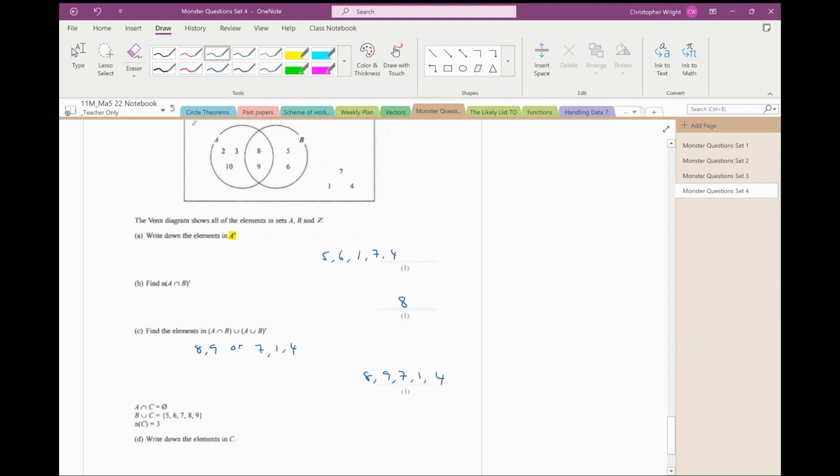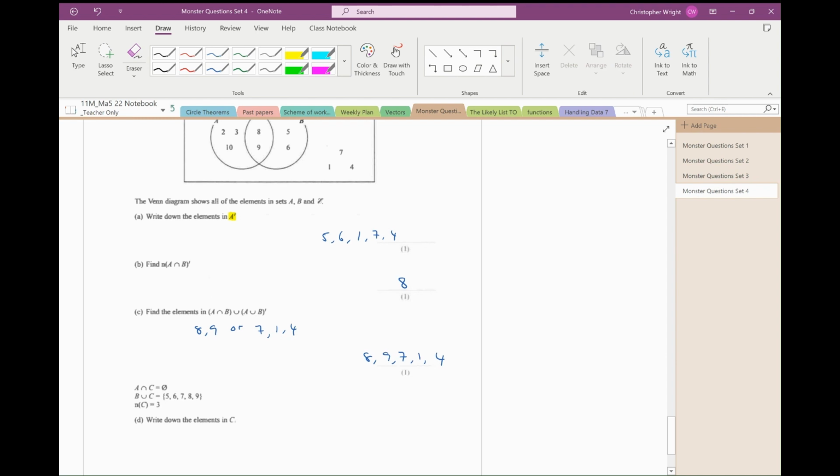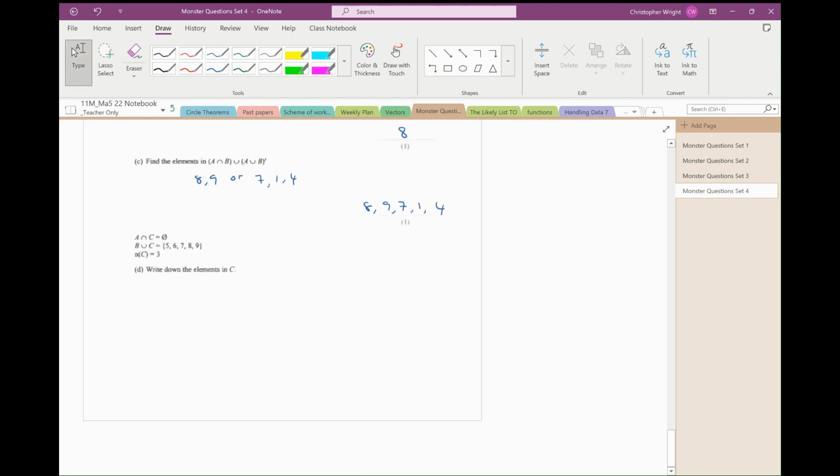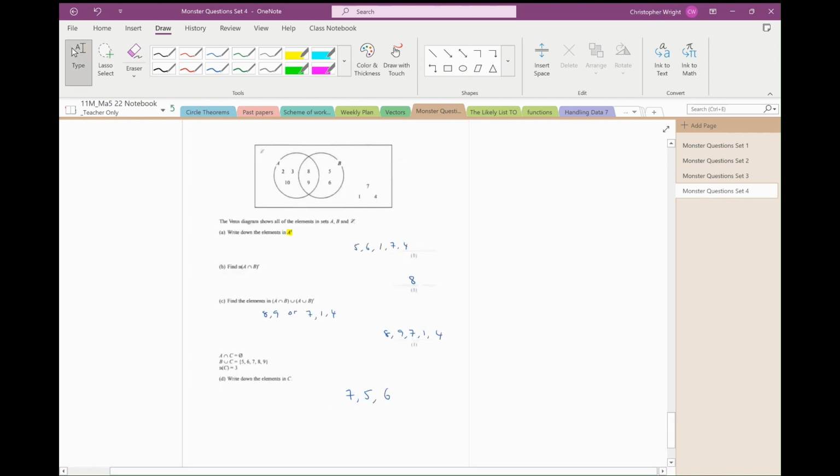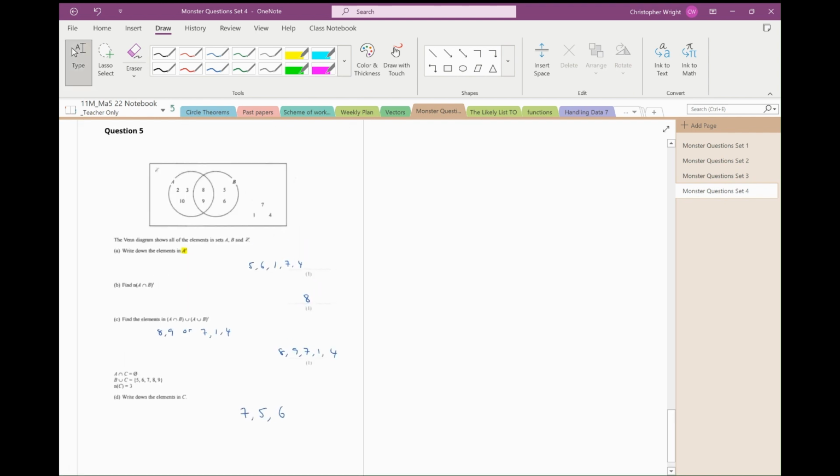Well, B or C is going to be those in B, 8, 9, 5, 6, and it was 7. So 7 must be in C, mustn't it? So 7 is definitely in C, but I've got to have 3 of them in C, but none of them are in common with A. So it's going to be 7, 5, and 6. So the elements in C are 7, 5, and 6. And there is my solution to question 5.